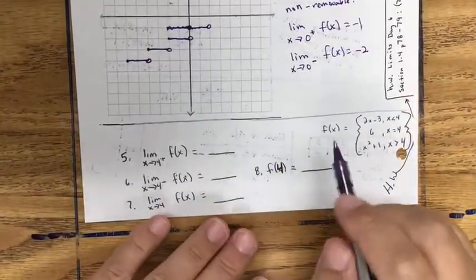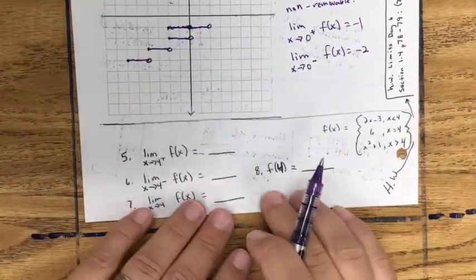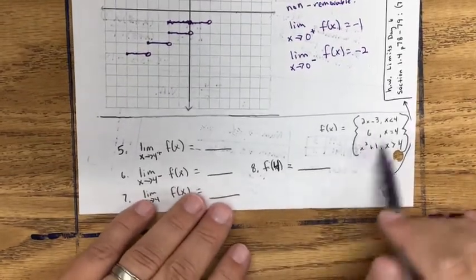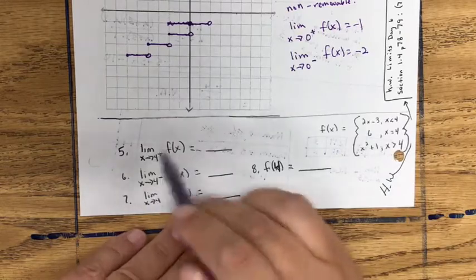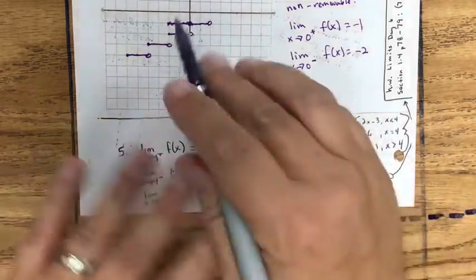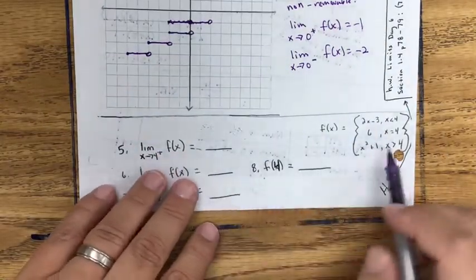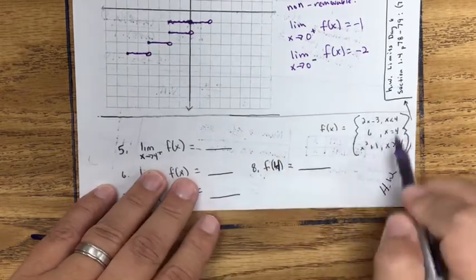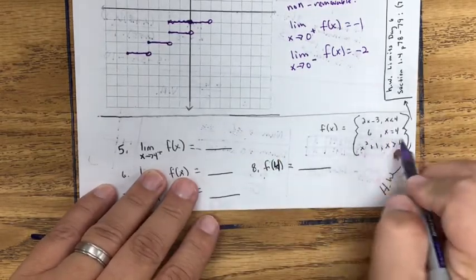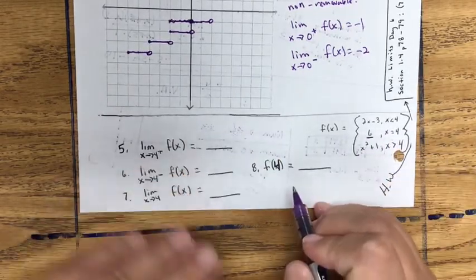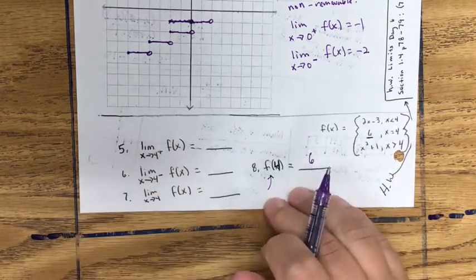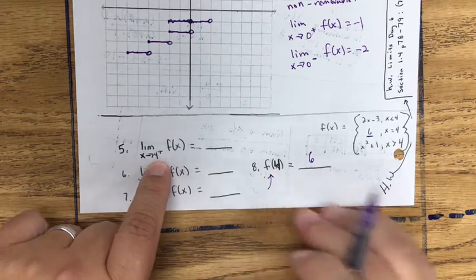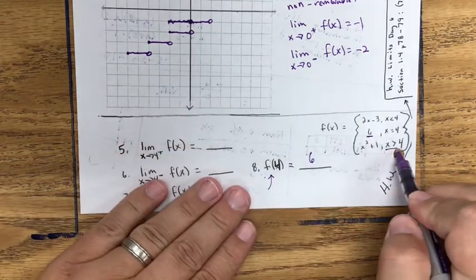All right, so now looking at this last problem down here, we've got a piecewise function. Without graphing it, I'm going to ask you to do this. You could graph this up here or whatever, but 4 is the tricky spot. So at 4, the value's 6. So that's f of 4. It's 6.